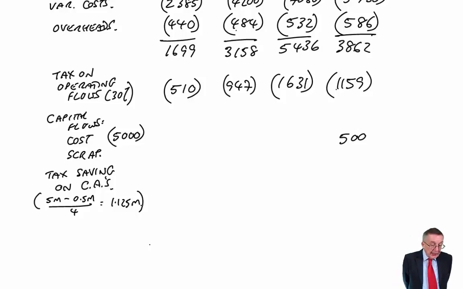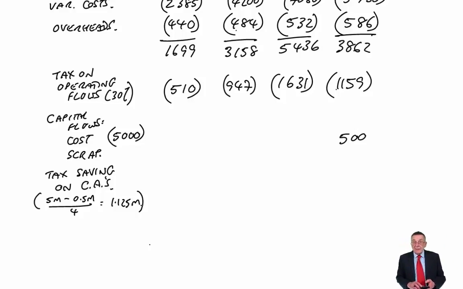He said straight line basis over 4 years, so fine, you calculate the depreciation exactly the same way as you would for financial accounts. The cost minus the expected scrap over 4. On other occasions, he said that it was straight line depreciation based on the original cost. He may have said 25% depreciation based on cost, in which case it would have been 25% of 5 million, which would be different. Here it's 1.125 million a year.